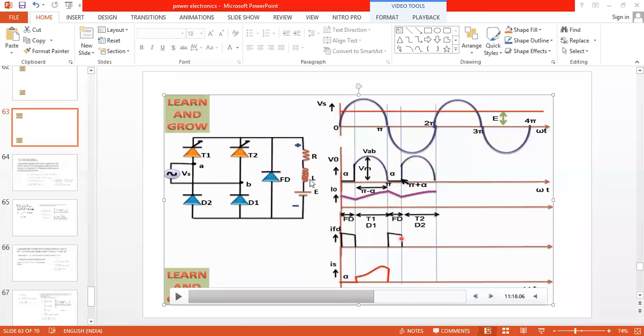Now the inductor starts to release its stored energy. Therefore, this de-energizing current is transferred to the motor. So I explain this once again. What is the main use of the freewheeling diode in any circuit? When the freewheeling diode is placed, it improves the output voltage.